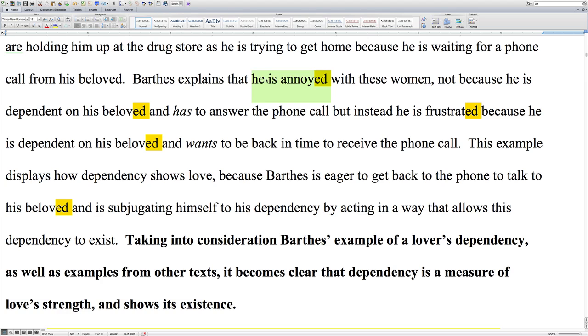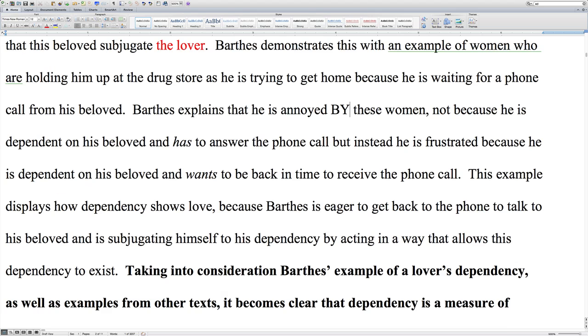So here, this could just be a description of Barthes. Barthes is annoyed, right? Barthes is a man. Barthes is French. Barthes is annoyed. It could just be an adjective. And because it's with these women, that actually kind of helps us understand that it probably is just an adjective. Watch this, though. If we turn the with to a by, now this is no longer an adjective. This is absolutely passive voice.